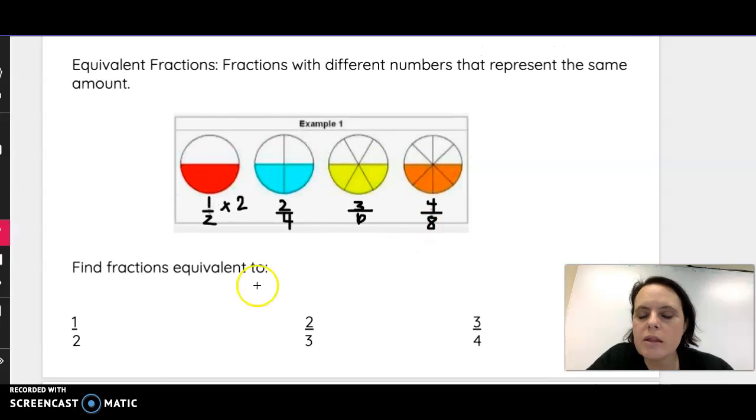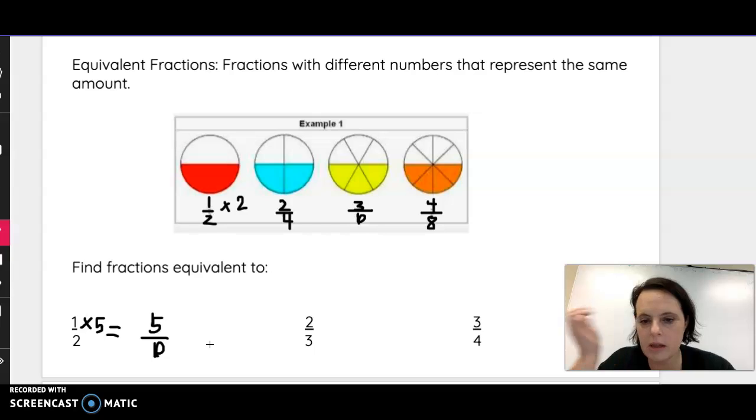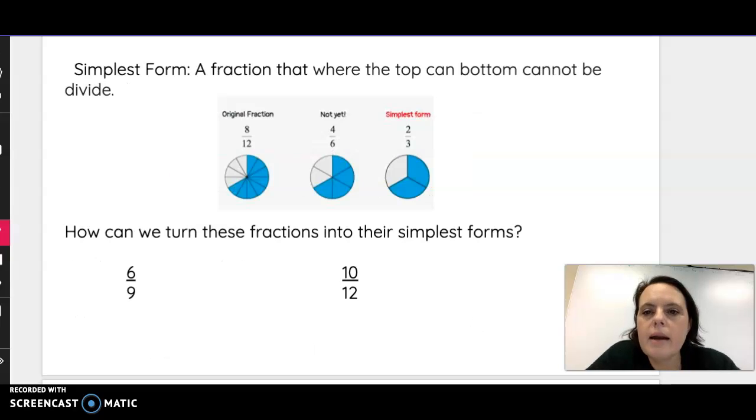I'm going to show you on this bottom one, and then you're going to try these other two. So for the 1/2, I can pick any number I want. So I could pick 5. And what I'm doing is I'm going to multiply both the numerator and denominator of 1/2 by 5. So that becomes 5/10. So 5/10 is an equivalent fraction to 1/2. I want you to try, and you're going to pick any number that you want. It's always easier to probably do a smaller number, and you're going to multiply the numerator and denominator by that same number.